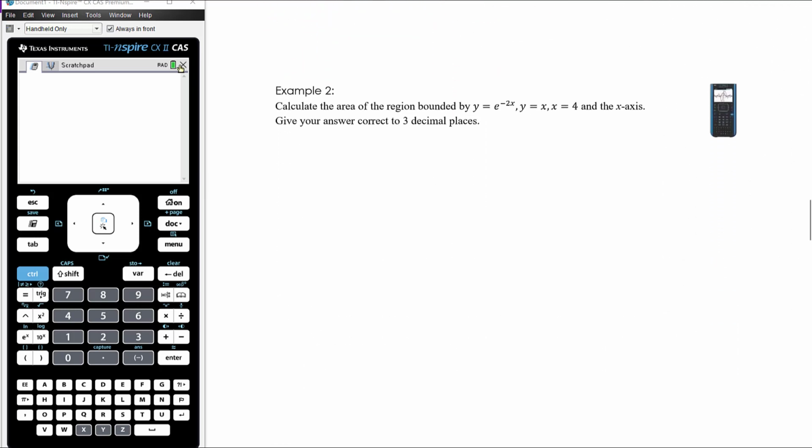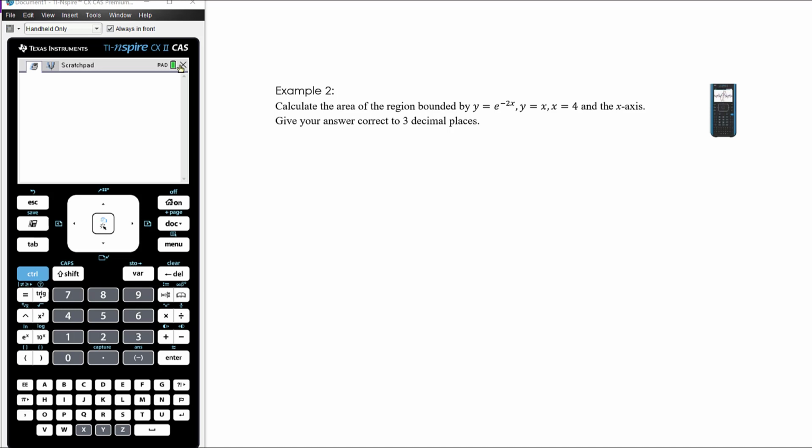Okay, this one here we're going to use our CAS, and the trigger is that it says correct to 3 decimal places, so you couldn't be asked this particular question in a tech-free paper. We want to calculate the area of the region bounded by y equals e to the negative 2x, y equals x, x equals 4, and the x-axis. So again, first thing is to sketch it and work out what region you're talking about.